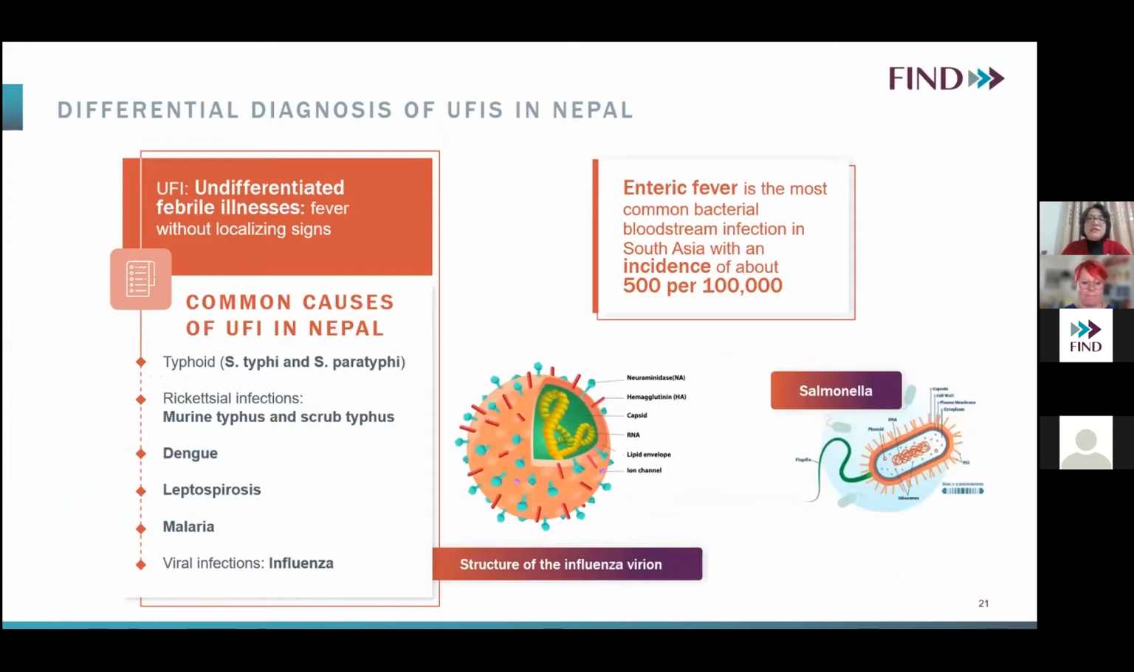And just a bit about the differential diagnosis of undifferentiated febrile illnesses in Nepal. Typhoid, of course, tops the list, both Salmonella typhi and Salmonella paratyphi. Also, the rickettsial infections like murine and scrub typhus, dengue, leptospirosis, malaria, and also viral infections like influenza. And if we talk about the incidence of enteric fever, it is the most common bacterial infection all over South Asia, with an incidence of about 500 per 100,000.